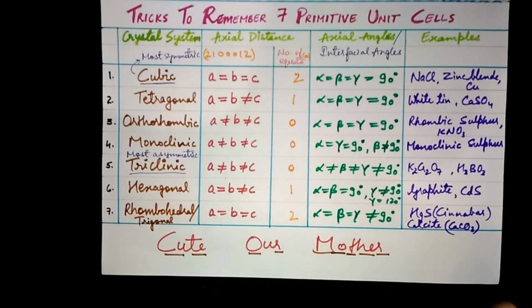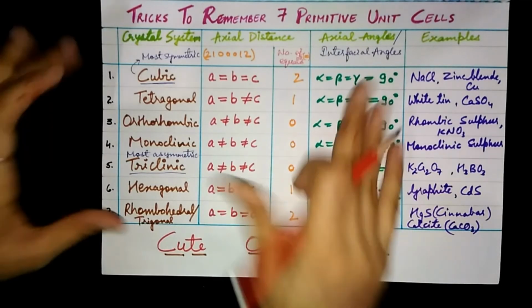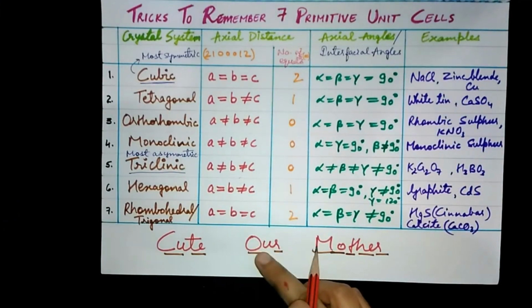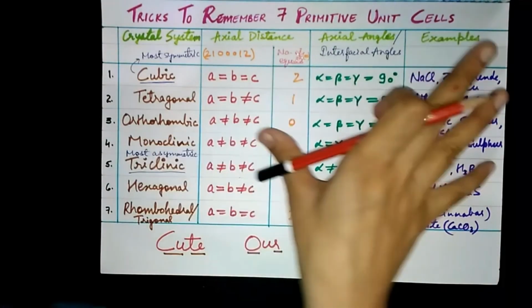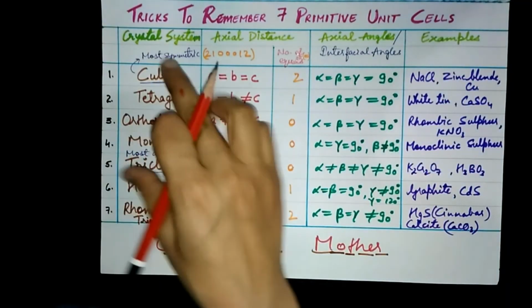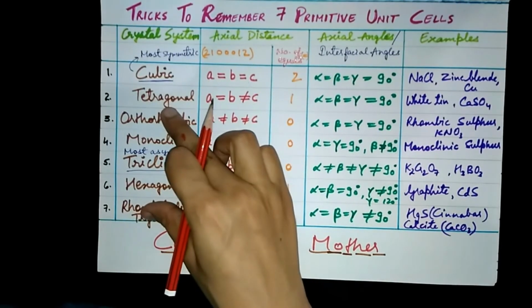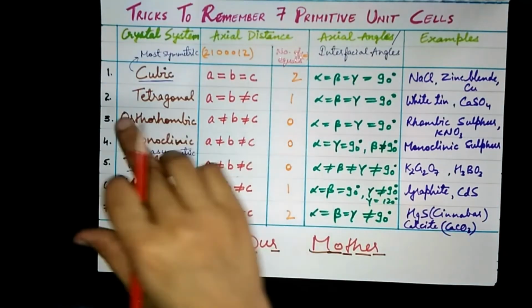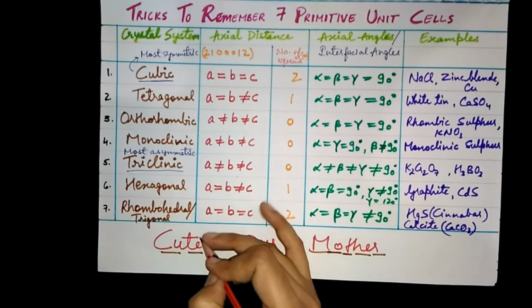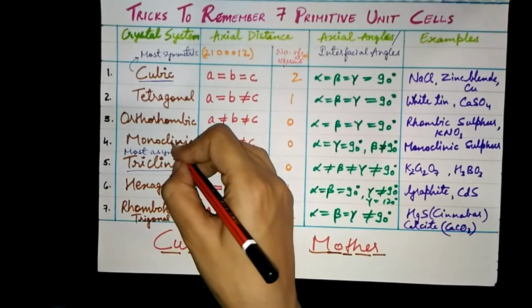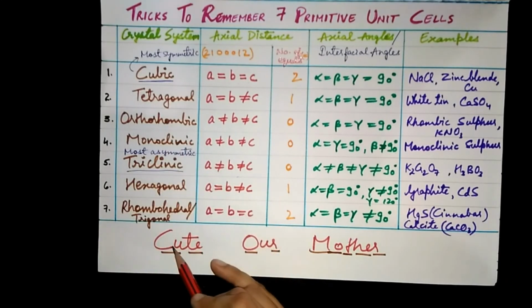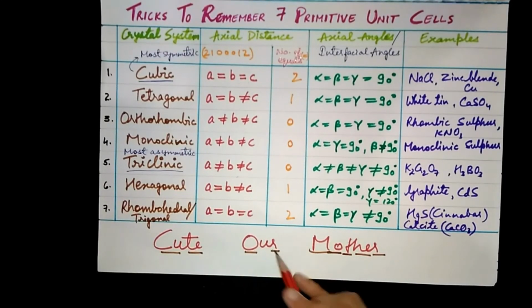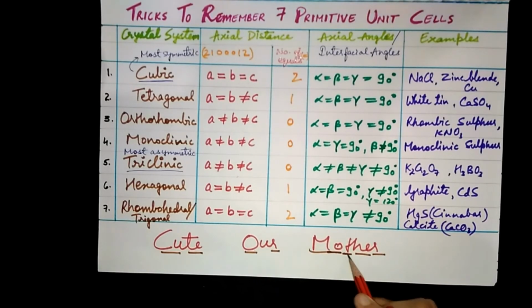I think this table is very simple for you, and the trick which I have told you, "cute our mother", is a very simple trick. From this trick you have seen that I've drawn this whole table here. Just know the names first, because for crystal systems you have to know the names first, then only you can come to the different crystal systems from this trick. Cute our mother, that is cubic, tetragonal, orthorhombic, monoclinic, triclinic, hexagonal, rhombohedral or trigonal.